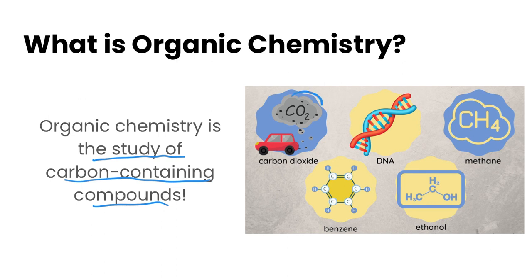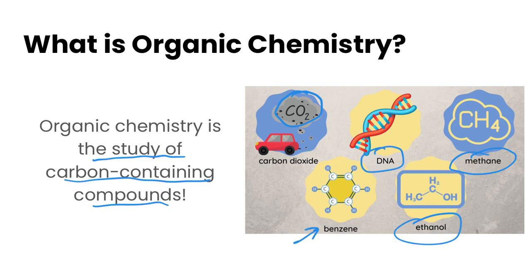So, for example, a carbon-containing compound is carbon dioxide released from cars and emissions. DNA has lots of carbon-containing compounds within it. Methane, which is one of the greenhouse gases, is also an organic compound. We've seen benzene already. That has some really amazing properties. And ethanol, alcohol, is another really great example.